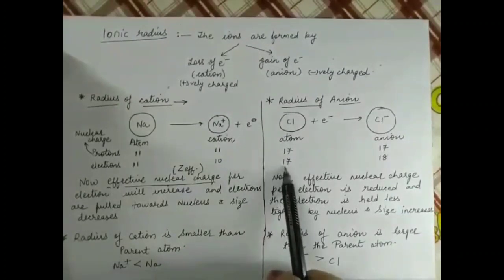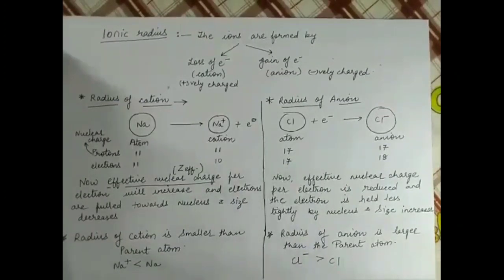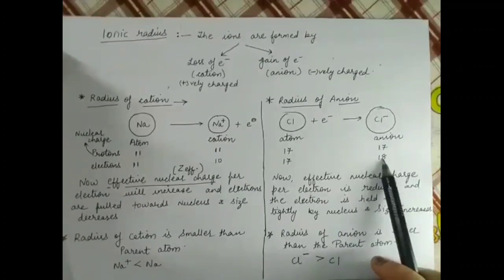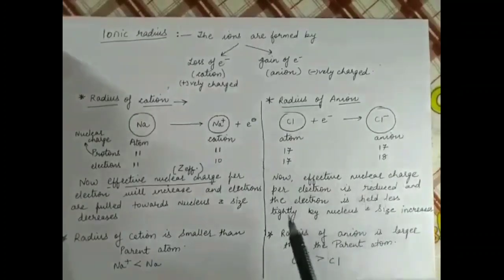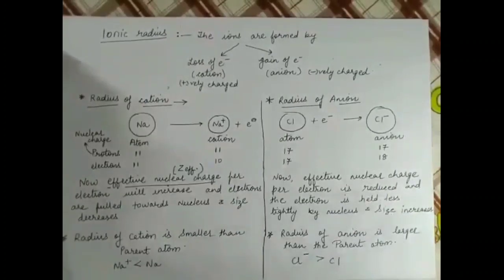So in the case of the neutral chlorine atom, 17 protons are attracting 17 electrons. So the nuclear attraction will be 1 per electron. And here 17 protons are now attracting 18 electrons. Now the number of electrons is more than protons. So nuclear attraction will be less than 1 per electron now. So we can say that effective nuclear charge per electron is reduced.